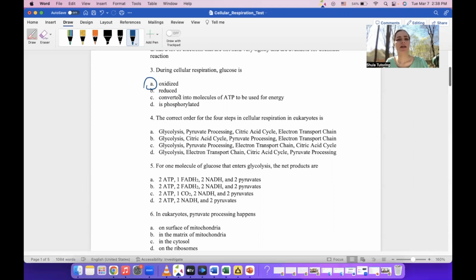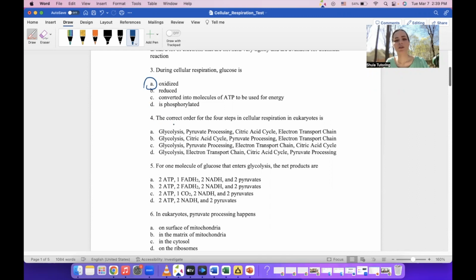So glucose is not reduced, and it's not converted directly into molecules of ATP to be used for energy. That's not true, right? ATP is produced in a different way. Is it phosphorylated? No, it's not true.